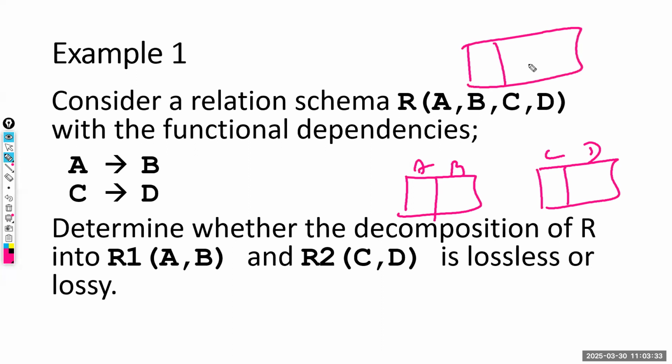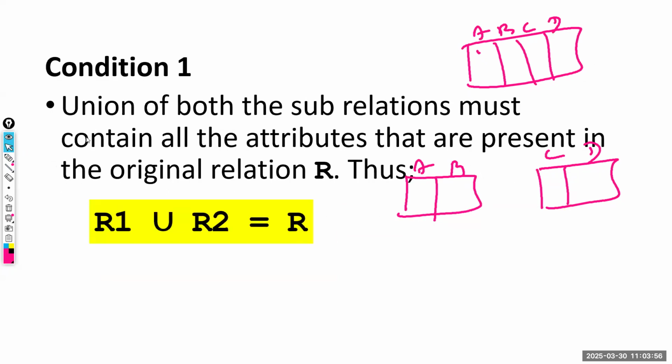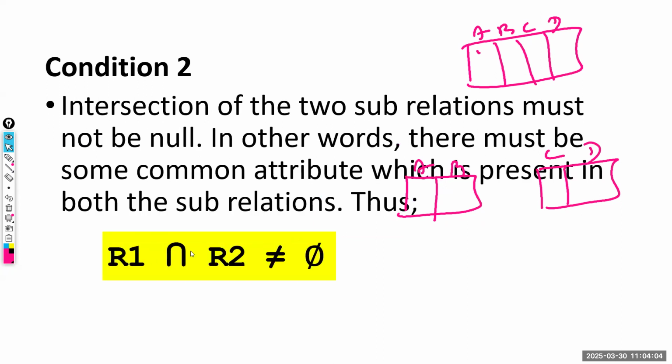This is the original table, A, B, C, D. Actually, by the look of it, you know that this is not going to work, right? Why? What is the reason? Is it going to satisfy condition 1? Yes, because you have all the fields. What is condition 2? R1 union R2 must be R, yes. The union of (A, B) and (C, D) is (A, B, C, D), yes. But condition 2, R1 intersection R2 must not be empty, but here R1 intersection R2 is empty. There's no common field.